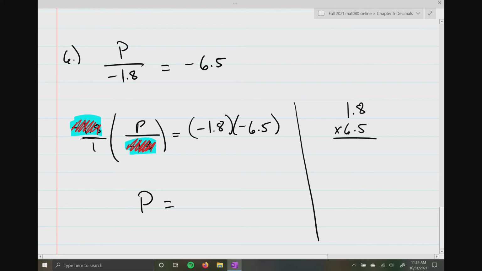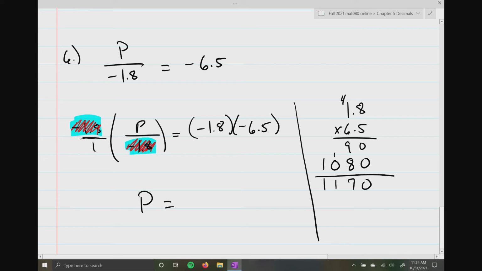So 8 times 5 is 40. Carry the 4. 5 times 1 is 5 plus 4 more is 9. Now I erase my carryover, put a 0. 6 times 8 is going to be 42. Wait a second, I think it's 48. Yeah, my bad. 6 times 8 is 48. I'm glad I caught that. 6 times 1 is 6 plus 4 more. It's going to be 10. So I add straight down.